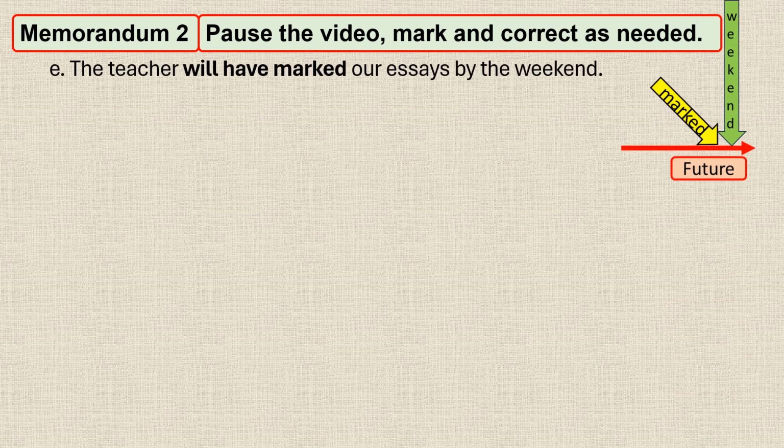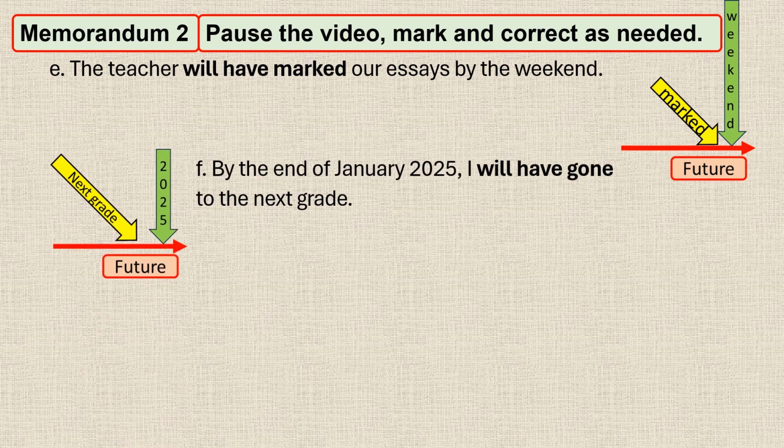Memorandum number 2, pause the video, mark and correct as needed. E: the teacher will have marked our essays by the weekend. The weekend is further in the future and marked is nearer. Another graphic here, number F: By the end of January 2025, I will have gone to the next grade. Now, supposedly you start school around the 15th of the month. So by the end of January 2025, you will have settled in. You will have gone to the next grade.